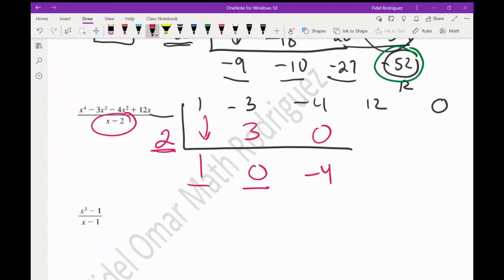Let's see, hold on. So let's go like this. I'm just having a hard time hearing you from back there, but let me go like this. Let's go here, here, here, here, here, here. Okay, let's see. So bring down the 1. We're good so far? Okay.